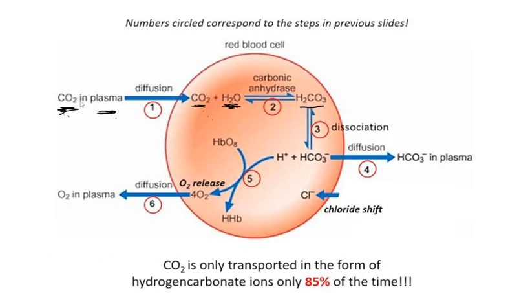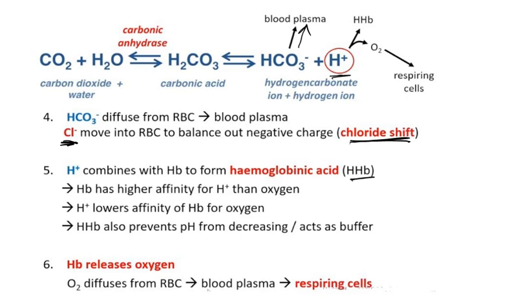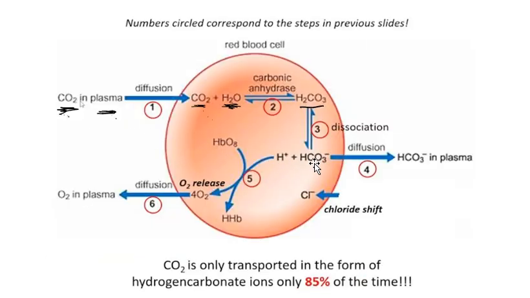Okay, so it will produce carbonic acid. Now this carbonic acid is going to dissociate to produce hydrogen carbonate ions and hydrogen ions, like you have here. Now this hydrogen carbonate ion will decrease the pH within the red blood cell, which is not good. So for the red blood cell to recover from it, they will need to get rid of it by moving it out of the red blood cell into the blood plasma.